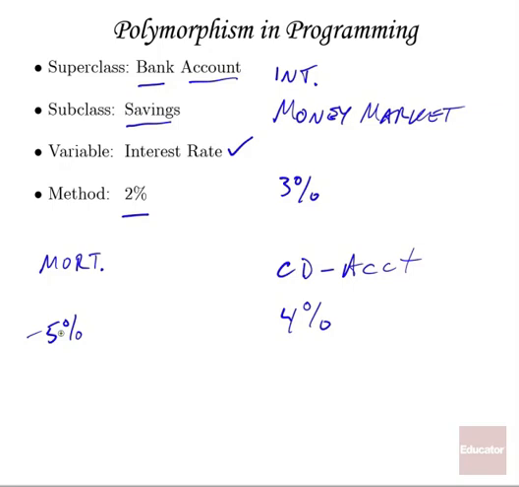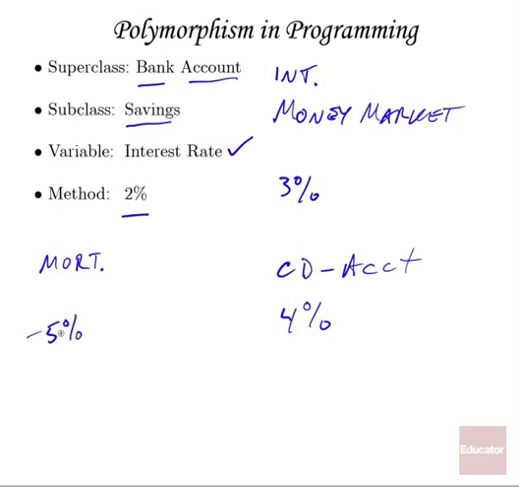So here we are having this bank account polymorph itself into different types and different methods of accounts. And at runtime, depending on what kind of account the customer opens, it is decided at runtime what the interest rate is going to be.